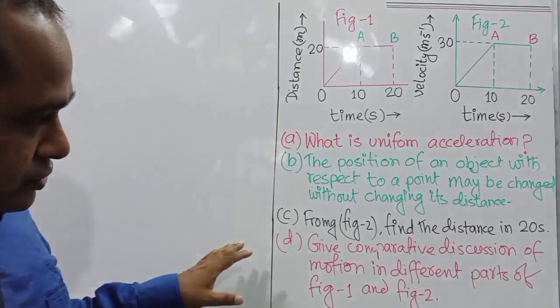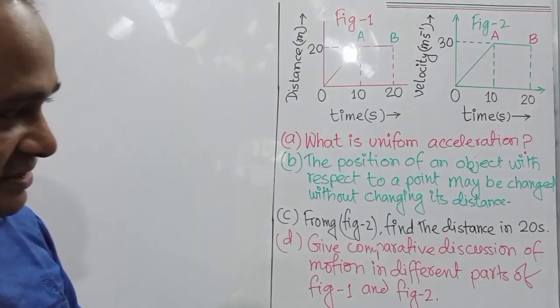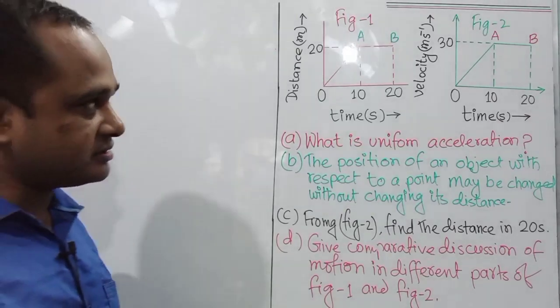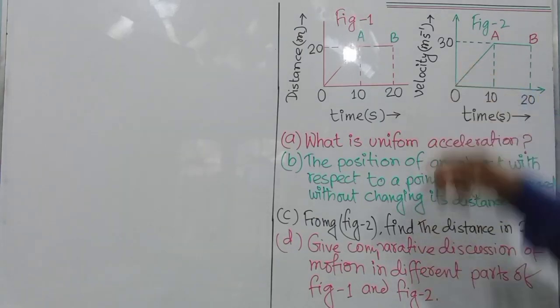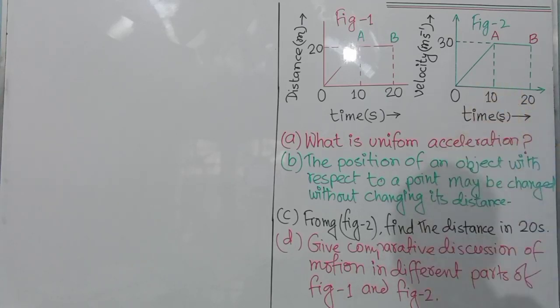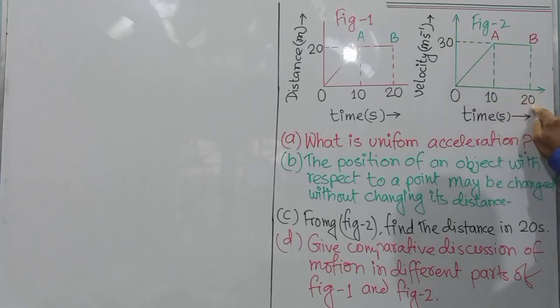Now we are going to solve question C, and in question C they wanted to know the distance traveled by the body in 20 seconds according to figure 2. Dear students, if we observe figure 2, we can see that the figure shows the change of velocity of the body with respect to time. In the first 10 seconds, the velocity of the body changes uniformly with respect to time. But in the next 10 seconds, that is from 10 to 20 seconds, the velocity of the body remains the same. That is, according to the figure, the velocity in the next 10 seconds is constant, and that is 30 meter per second.